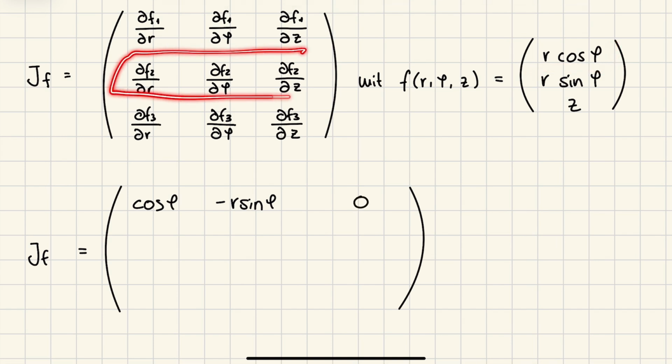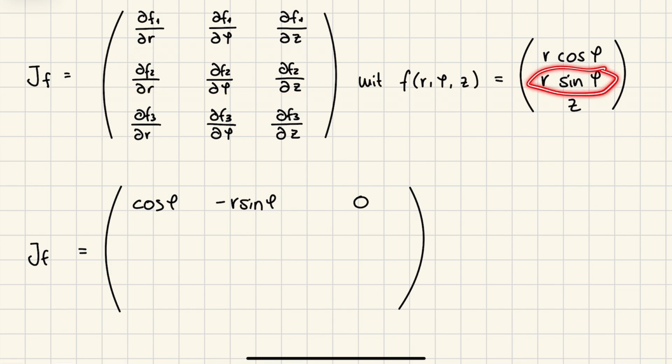For the next 3 derivatives, we're going to have to look at the second component. Differentiating r sine phi with respect to r gives us sine phi. Differentiating it with respect to phi gives us r cosine phi, because the r remains as a constant, and the derivative of sine phi is cosine phi. And for the last entry of the second row, we would have to differentiate with respect to z again, but there is no z, so this is going to be 0 as well.